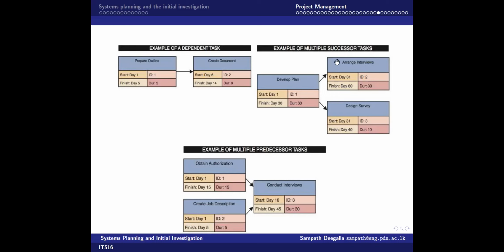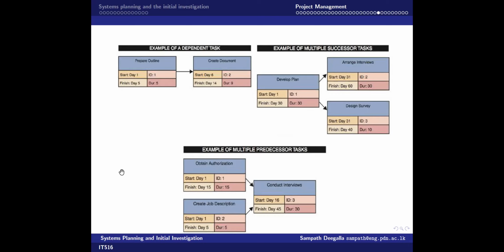And this is the multiple successor task, which means, for example, here, this is task number 1, this is task number 2 and 3. Now, to start task number 2 and 3, both have to wait to complete task 1. Similarly, the last one, multiple predecessor tasks, means to start task 3, you have to wait until both task 1 and task 2 are finished, right? So these are some general patterns you will see.